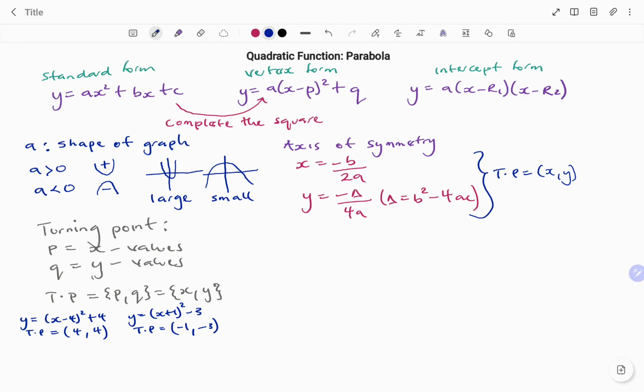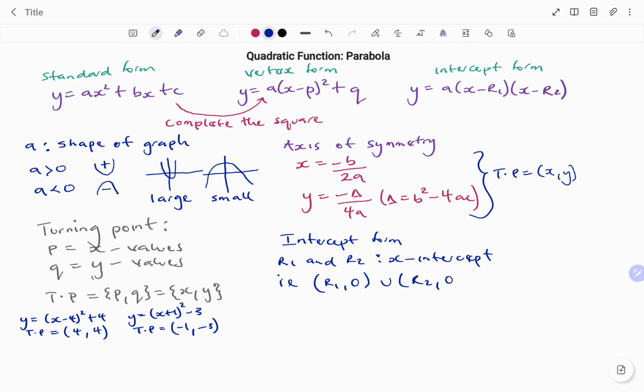For our intercept form, r1 and r2 are the x-intercepts. And remember, if you have the x-intercept, the value of y is 0. So if you have r1, the value of y is 0. And if I have r2, the value of y is 0.